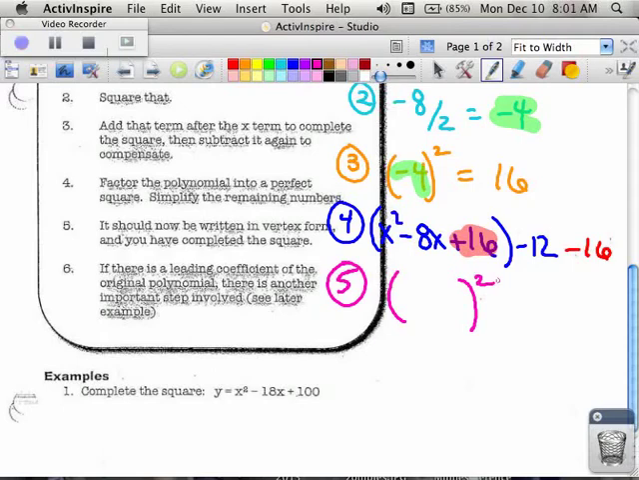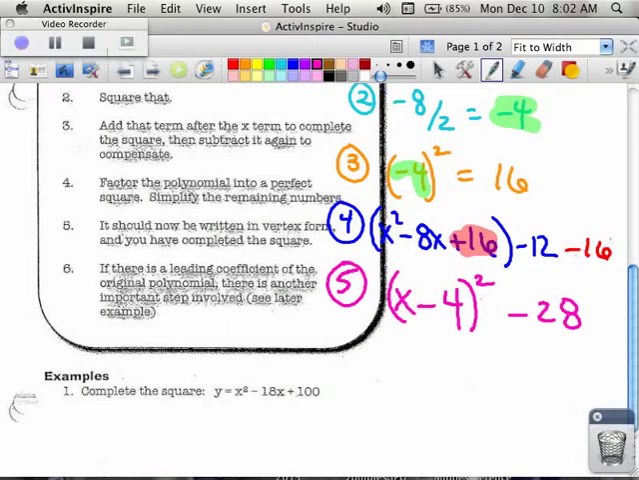The way that you do that is you look at the first term, which is x squared, and you square root it. So the square root of x squared is x. Then you look at the last term, which is positive 16, and you square root that. What do you get when you square root 16? 4. And then you look at the middle term, and you see which sign it was. Was it positive or negative? Negative. So I put a negative in between them. And then on the outside, negative 12 and negative 16 is negative 28.